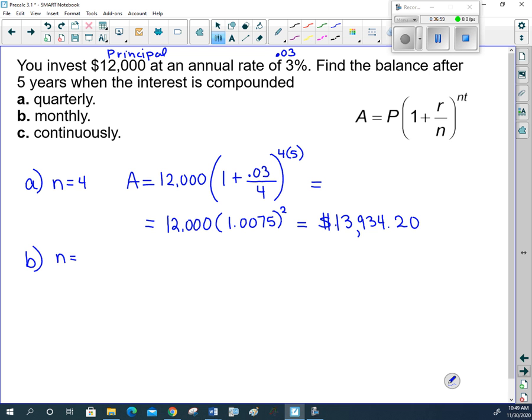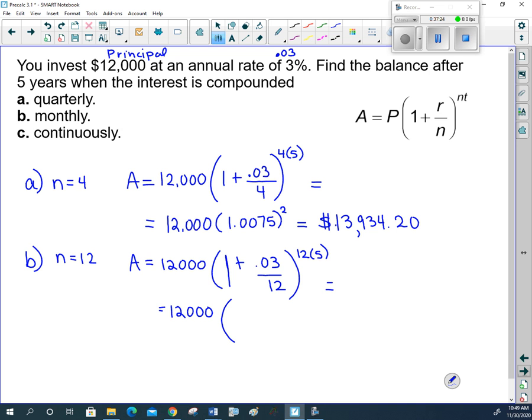So that means N is going to be 12. So same thing, we're going to say A equals 12,000 times 1 plus 0.03 over 12, times 12 times 5. Okay, well, let's figure out what our numbers are here. 1 plus 0.03 divided by 12 is 1.0025, and that's going to be raised to the 60th power.